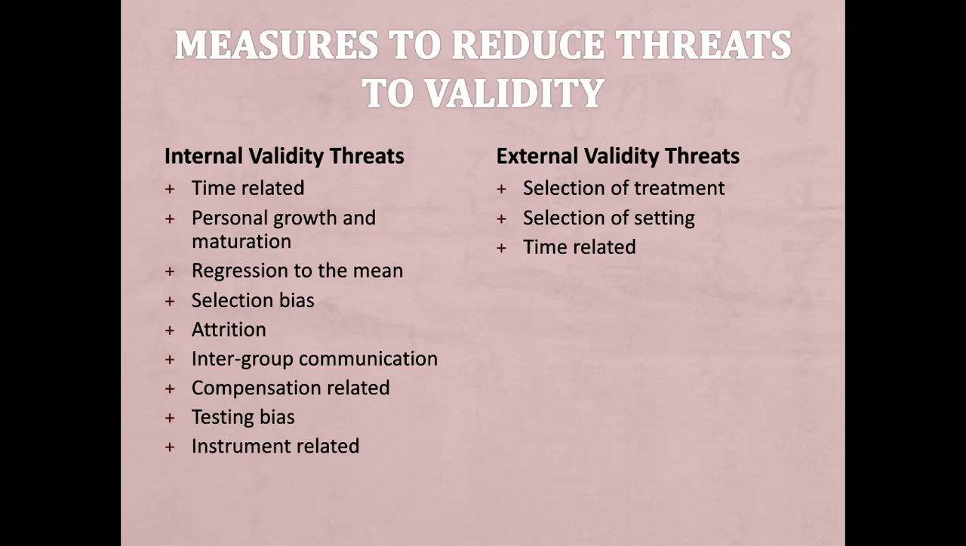And then also the selection of the setting in which the experiment occurs can cause some threats to validity. So, the way that we can overcome that is to try and do the experiment in different settings to make sure that the setting did not impact the results.